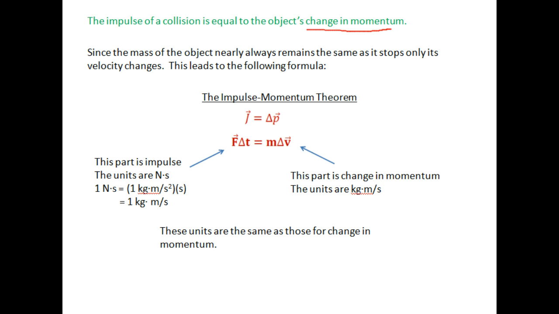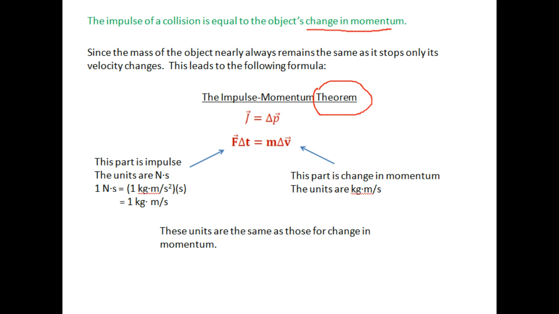This leads to the following formula, the impulse momentum theorem. A theorem is sort of like a fact or a law. So we have impulse equals change of momentum. Here, this is the impulse part. We have force times change in time. That's impulse. The units are newtons times seconds, force times time. And remember what a newton is. A newton is 1 kilogram times meter per second squared.